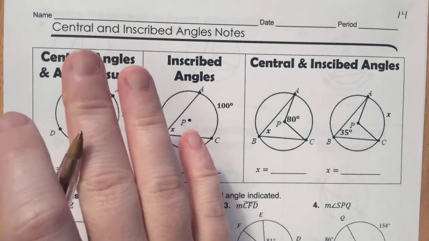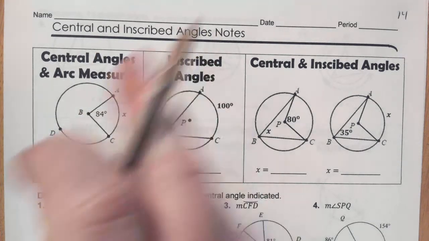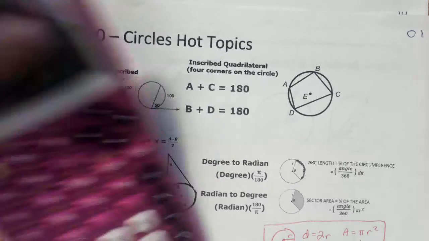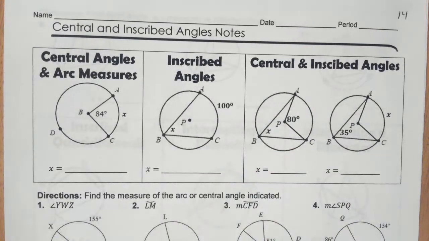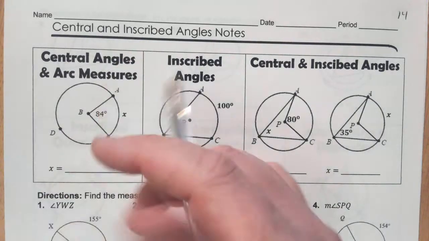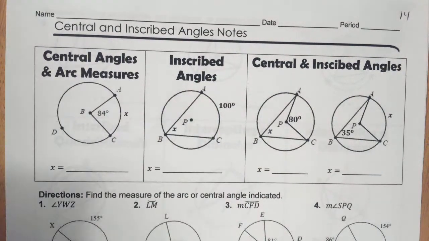All right, so we are going to be working on day 4, which is on central and inscribed angles. Make sure you have your hot topics page out, make sure you have your calculator, and these pages being printed out would definitely help out. A couple of things that we want to talk about are central angles and inscribed angles. Those are very important things.